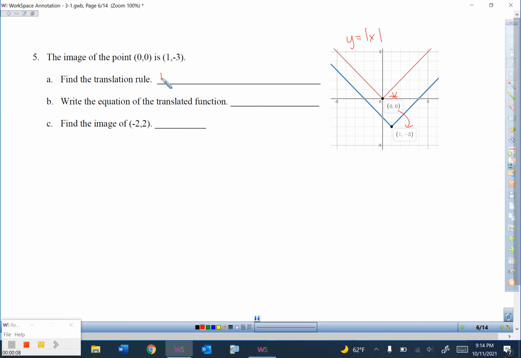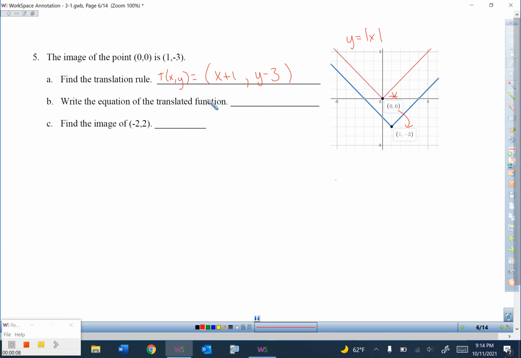The rule, remember, starts with T of (x, y), and it looks like an ordered pair after that. So we want to know what is happening with the x values. We can look literally at the numbers here, or we could look at the direction. But to get from 0 to 1, you take the x value and add 1. Or we go to the right. Remember the rule, what you see is what it does. Then, similarly, to get from 0 to -3, you take the y value and subtract 3. Or we're going down 3 on the graph.